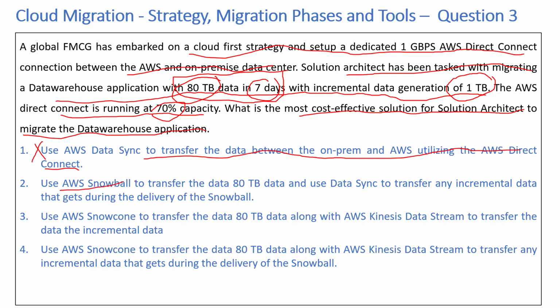Next one, use Snowball to transfer 80 TB and use DataSync to transfer the incremental data that gets generated during the delivery of the Snowball.